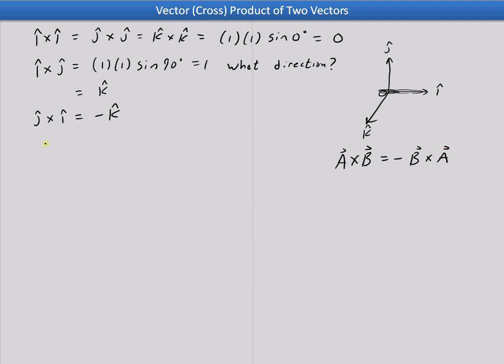All right, and so here we have a pattern. If we cross a unit vector with itself, we get 0. If we cross a unit vector with a different unit vector, and we go in an order that's quote-unquote right-handed, we get the other unit vector. If we go in the other direction, which would be called left-handed, we get the opposite of the other unit vector. So now we can figure out what we would get in general when we cross two vectors in unit vector notation.